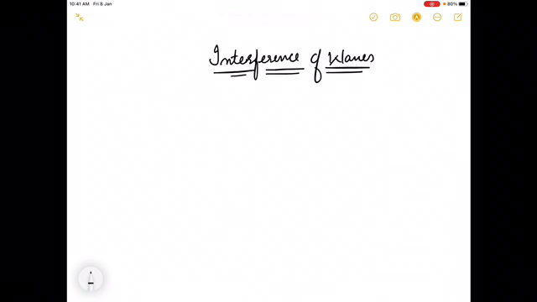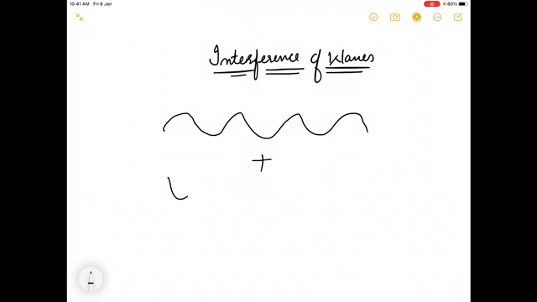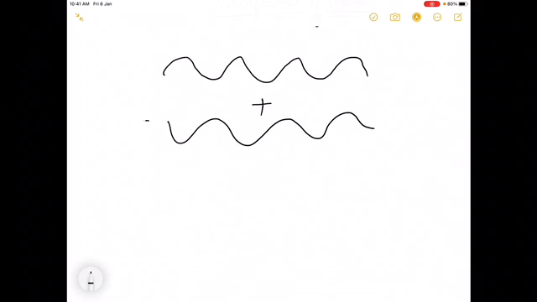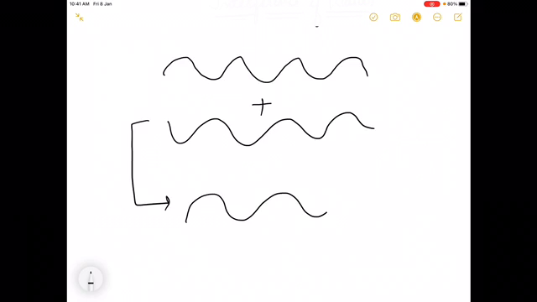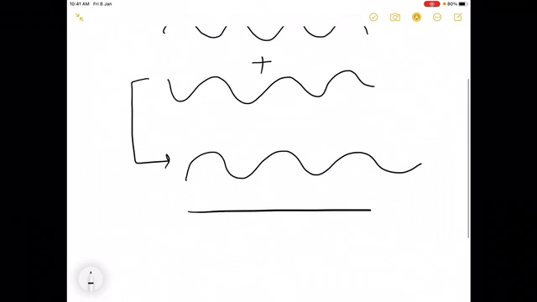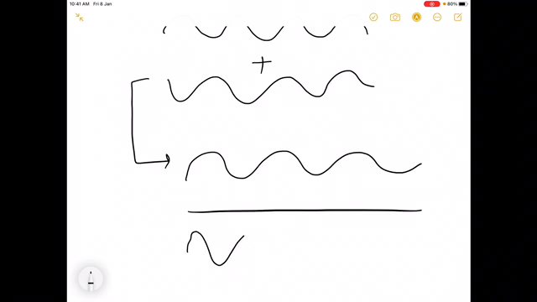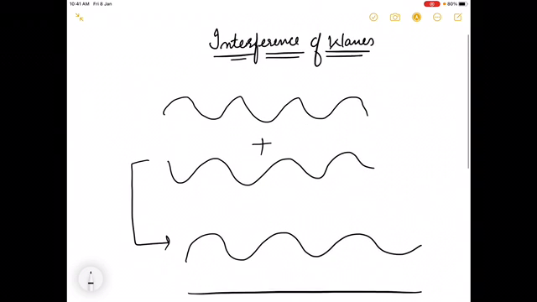That means whenever there are two different waves, and when they come together, and then form a different wave. So you can simply say, let's say this is the wave, and then you add another wave with a different phase. So when you add these two waves, how is the resultant wave going to behave? Will it behave like this, or like that, or something different? So this is something which we are going to talk about today.